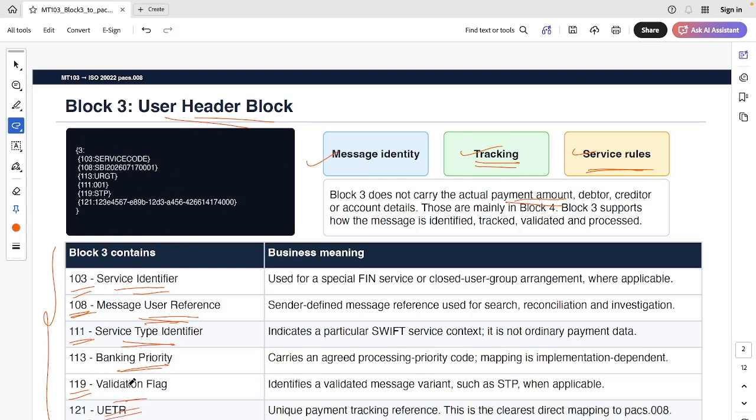For a normal MT103, field 121 is particularly important because it carries the UETR, a transaction reference number, and field 108 may also be present as the sender's own message reference. Field 119 appears when a validated message variant such as MT103 STP applies, and fields 103, 111, and 113 are more service specific or implementation dependent. We will see the mapping of these fields in the coming slides and see the details as well.